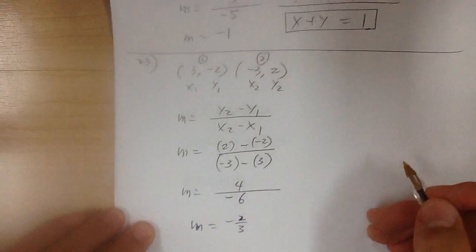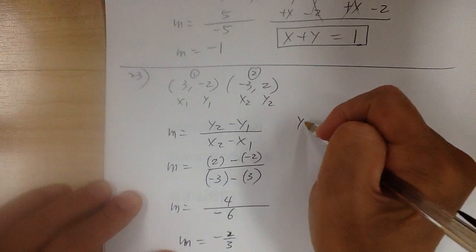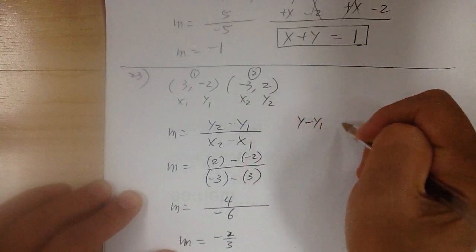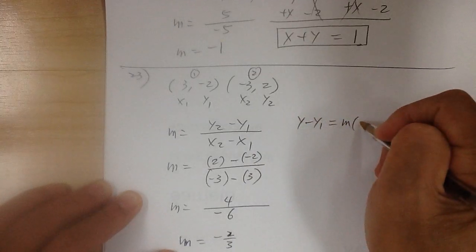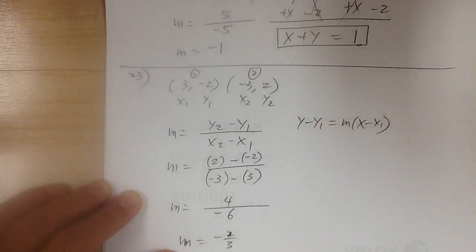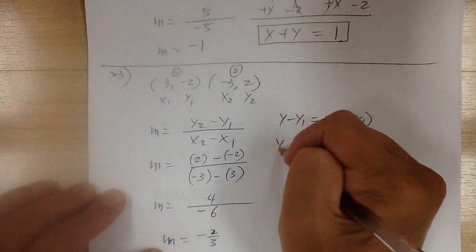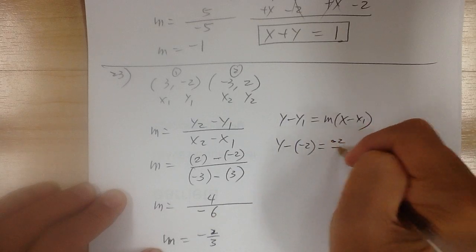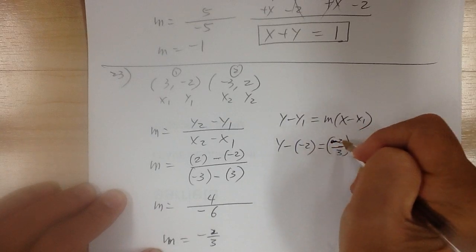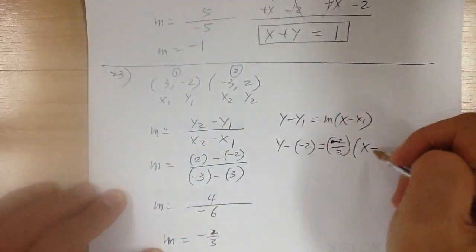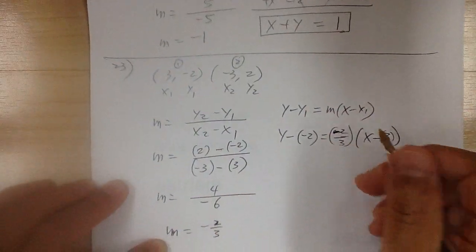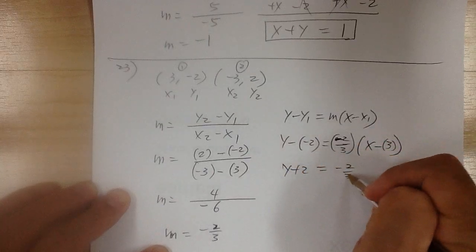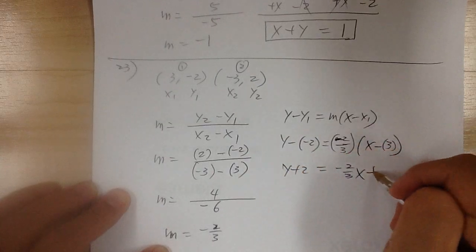Okay? And after that, I can go to the point slope form. So y minus y1 equals m times x minus x1. Okay, so y minus y1 is -2, equals slope is -2 over 3. X minus x1 is 3. So multiply everything out to work it out. So y plus 2 equals -2 over 3x. Negative times negative becomes positive.